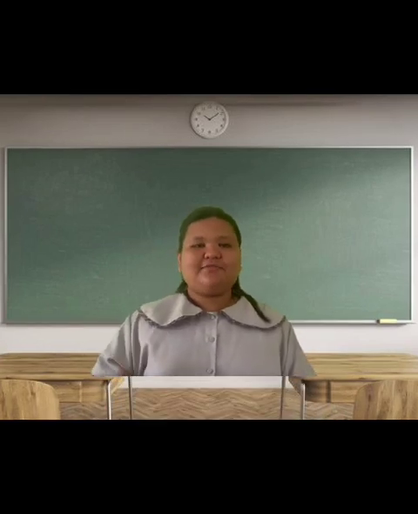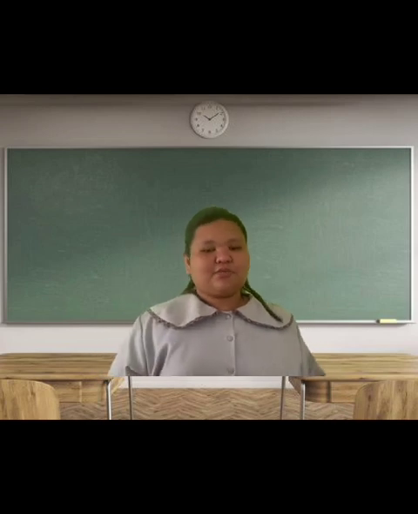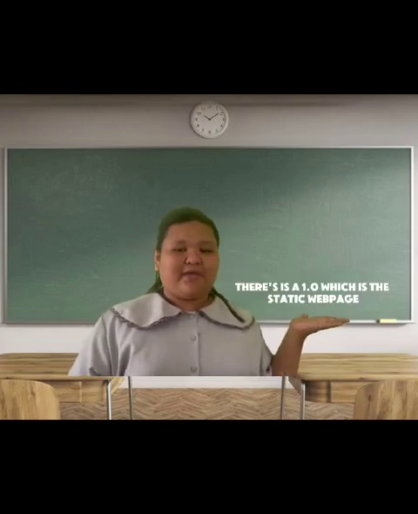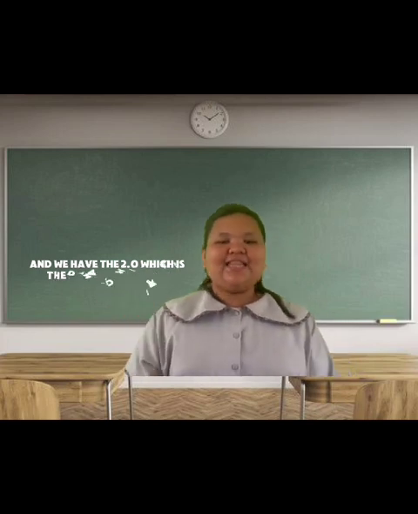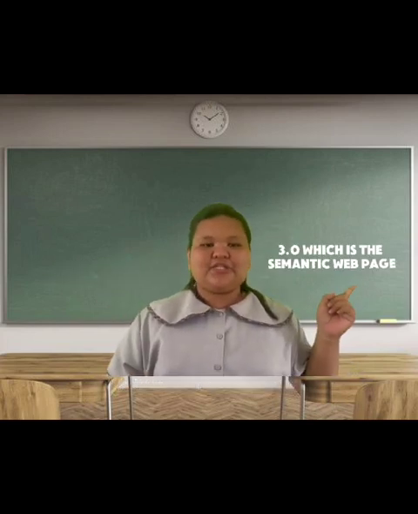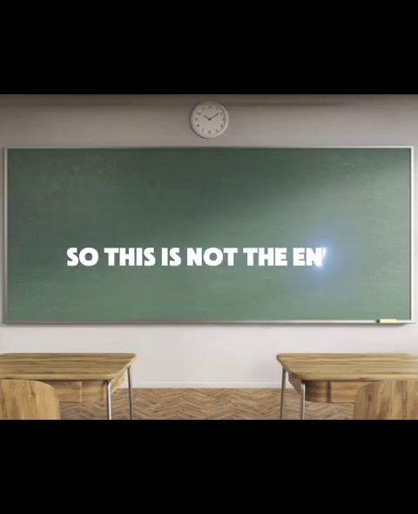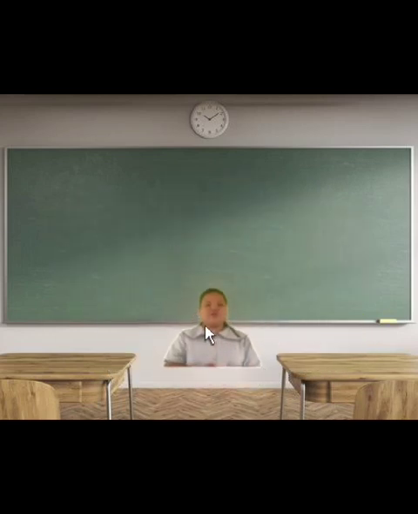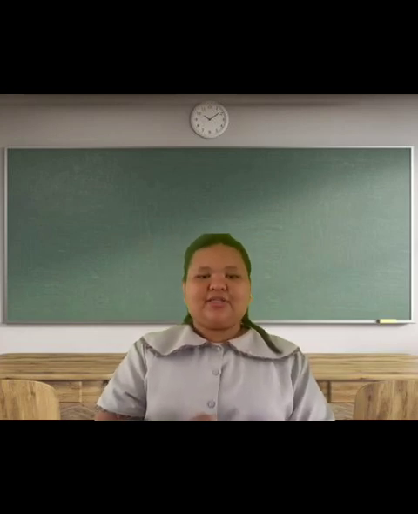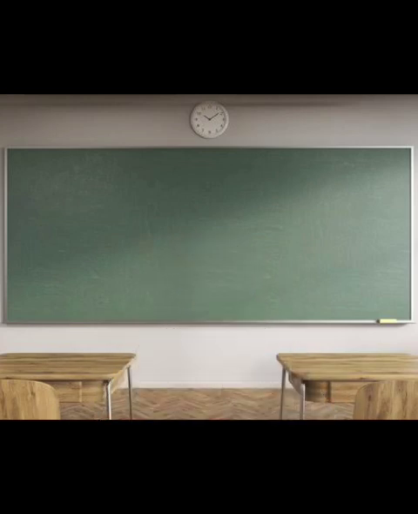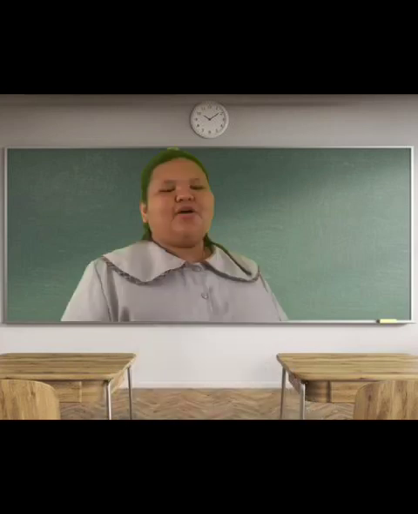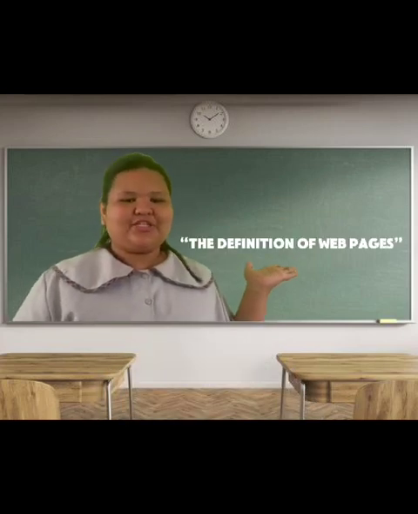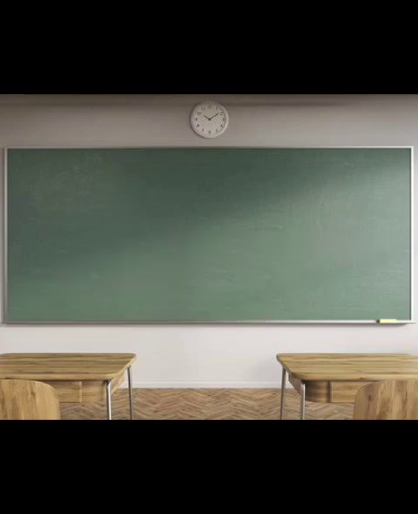So guys, we have three types of web pages. There is 1.0, which is the static web page, and we have the 2.0, which is the dynamic web page. And lastly, we have the 3.0, which is the semantic web page. So today, we will tackle the types of web pages. So, what are the types of web pages? Here, we will see the definition of the types of web pages.